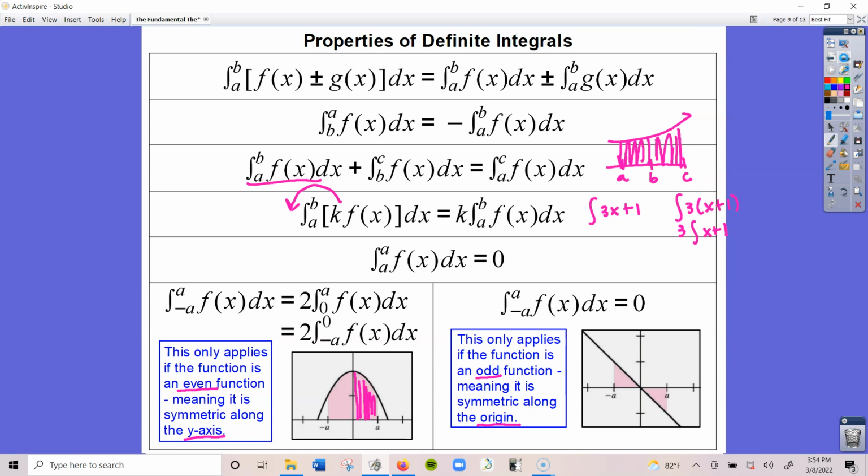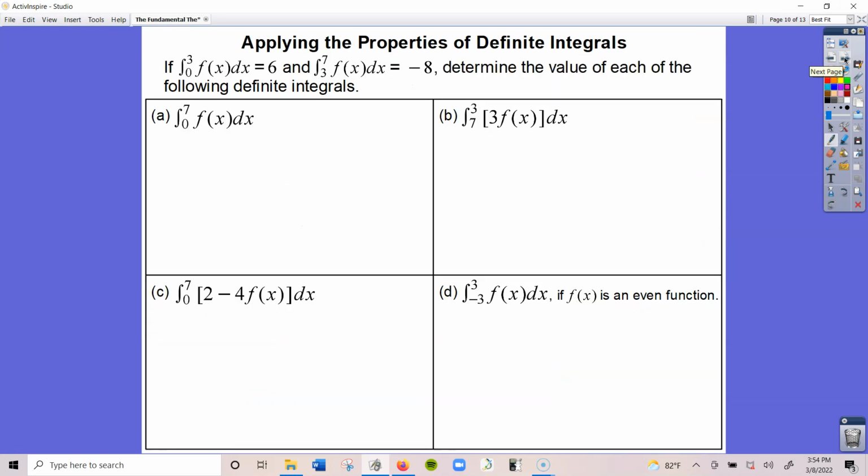Now let's have a look at how we would apply these properties. If the integral from 0 to 3 of f of x dx is equal to 6, and the integral from 3 to 7 of f of x dx is equal to negative 8, determine the value of each of the following definite integrals. So for this first one, we have the integral from 0 to 7 of f of x dx.